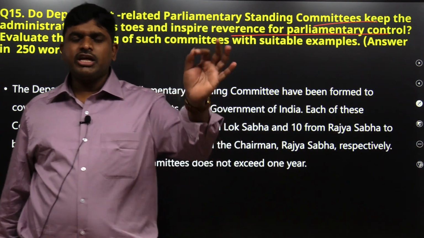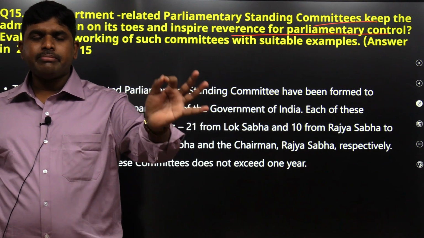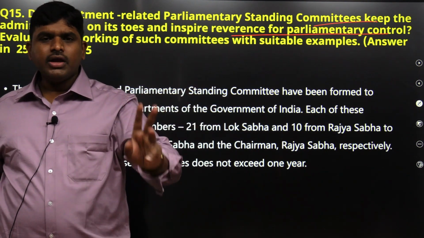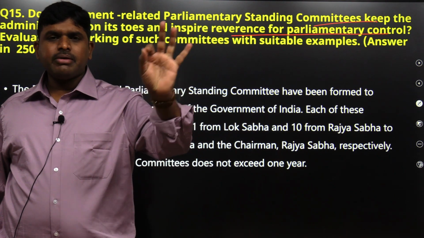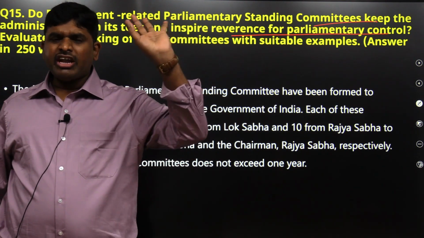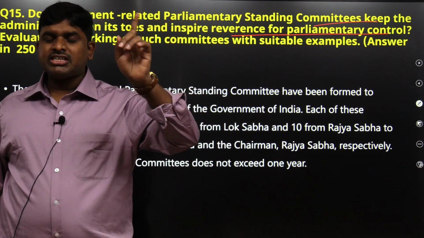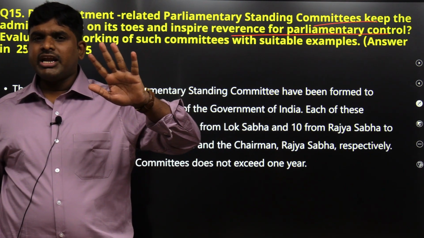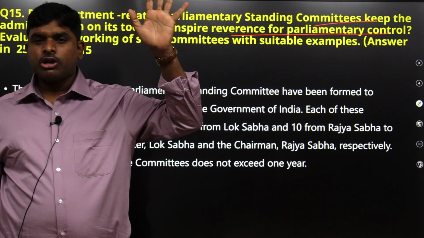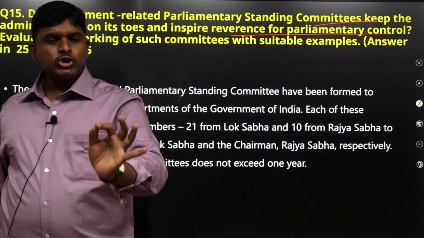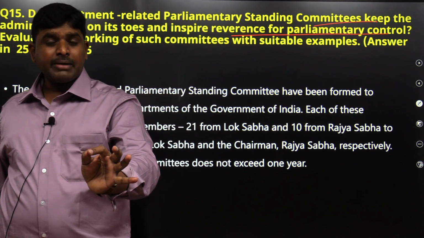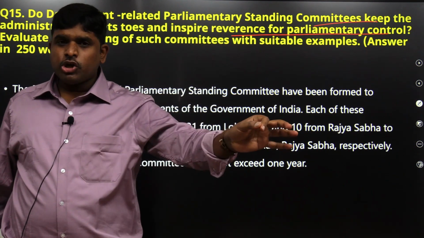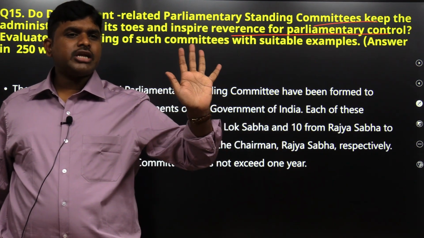Departmental standing committees, there will be 30 members in every departmental related standing committee. 20 members will be from Lok Sabha, 10 members will be from Rajya Sabha. For every ministry and for every department. For example, some departments like the Department of Atomic Energy will not come under any ministry, it will be directly under the Prime Minister's office. So those departments also will be having parliamentary committees or departmental standing committees, and ministries also will be having departmental standing committees.